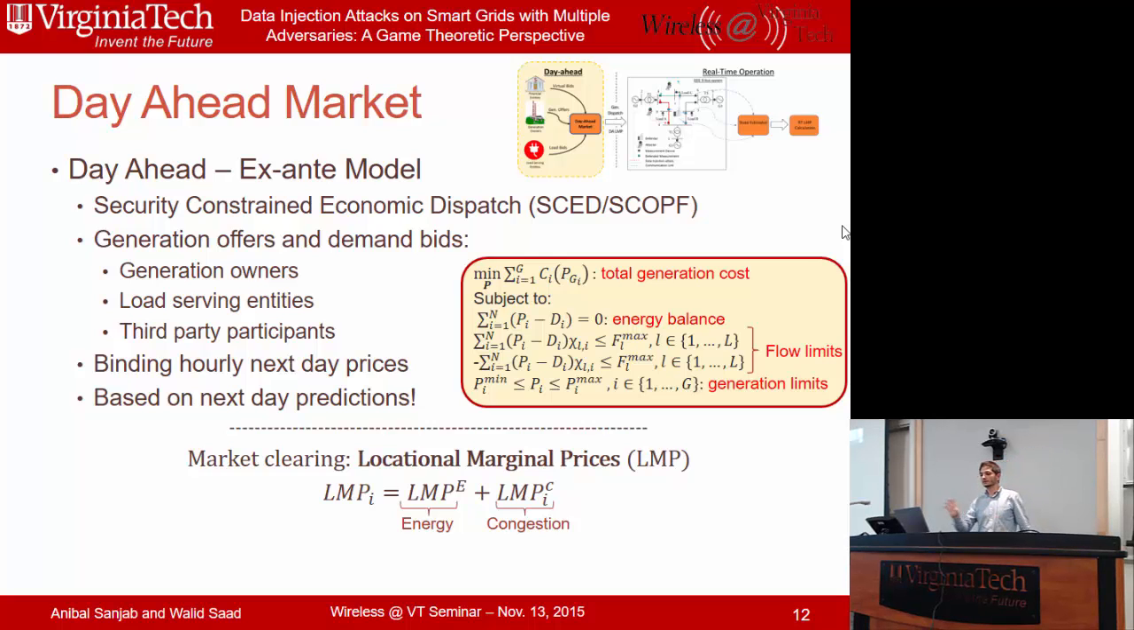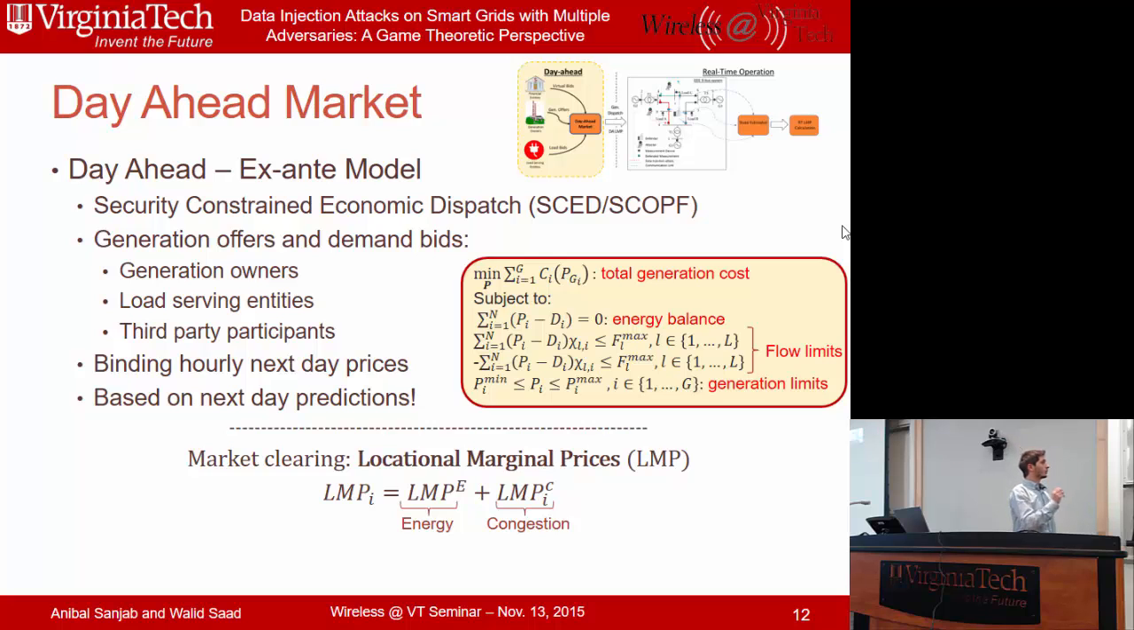So when the market is cleared and this problem is solved, the market operator calculates something called the locational marginal prices. The locational marginal prices are what we saw in the past two figures. These are the incremental cost of electric energy at every node, or at every bus in the system, or the marginal cost of energy, or if you want, the price of energy at every bus in the system.